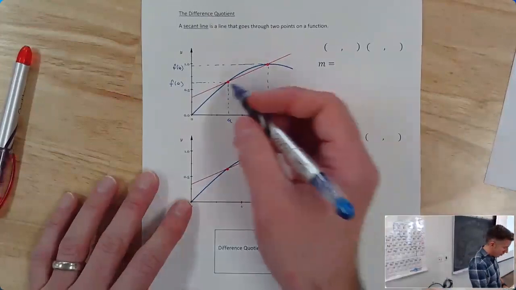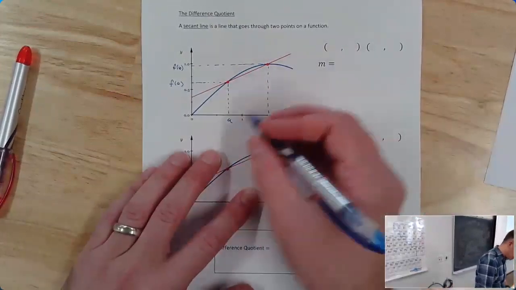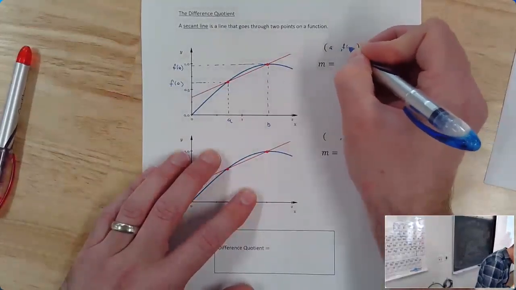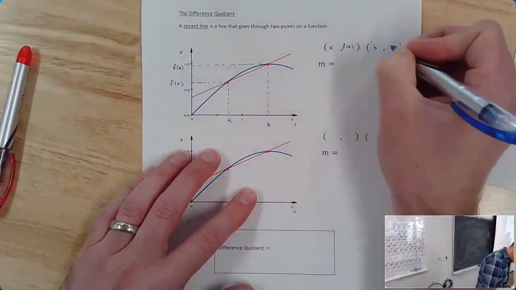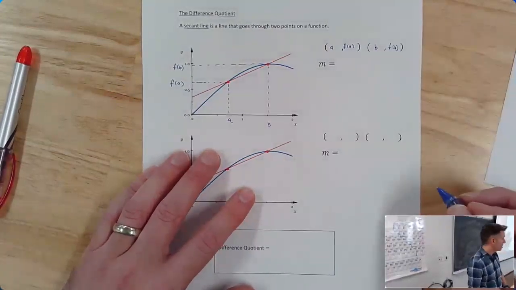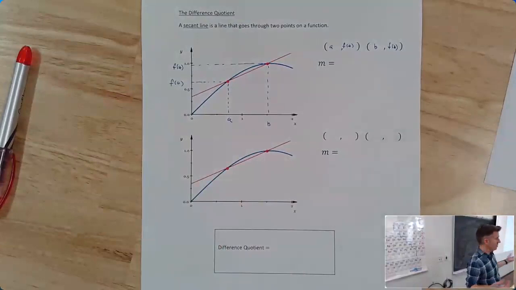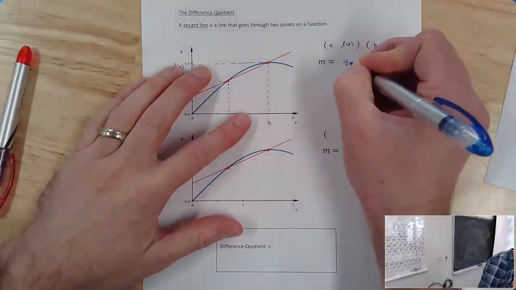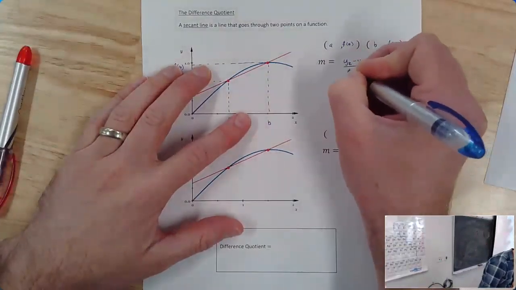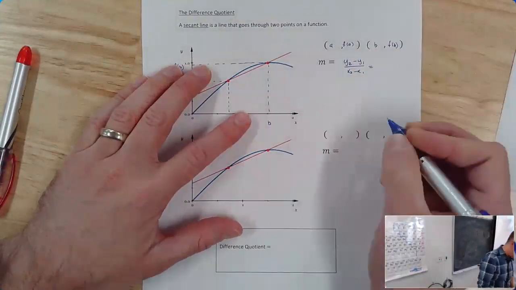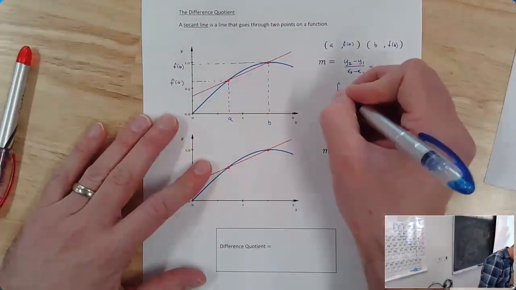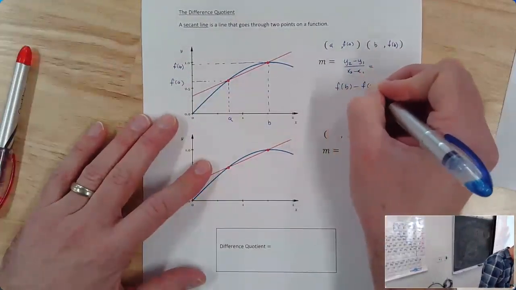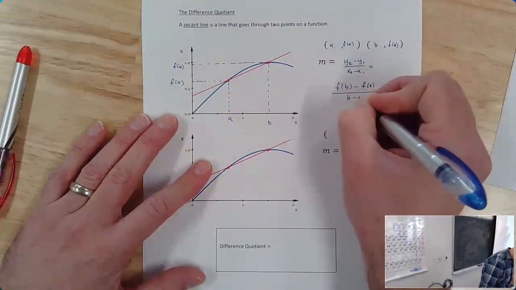So if I want to find the slope of that line that goes through the points A comma f of A and B comma f of B, it's just the difference in the y's over the difference in the x's, just like the slope formula has always been. y2 minus y1 over x2 minus x1, which in this particular case is f of B minus f of A over B minus A.